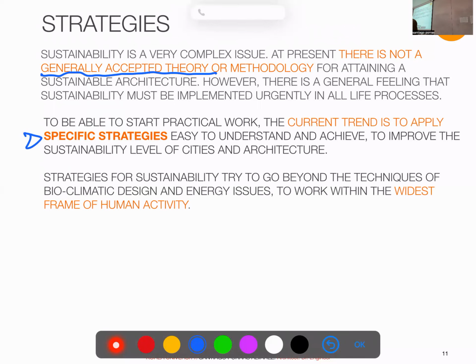While science and research advance, we have to work every day. So we apply what we know. And we call them strategies, right? And the strategies try to be as wide as possible because there are many areas we can work on which have an impact. So it is just beyond bioclimatic or just beyond energy saving. It's trying to go to that initial definition of the AIA, to consider as much as we can the general frame of nature and human activity, which is quite ambitious. That's a practical way of dealing with it. So that's the reason for it.